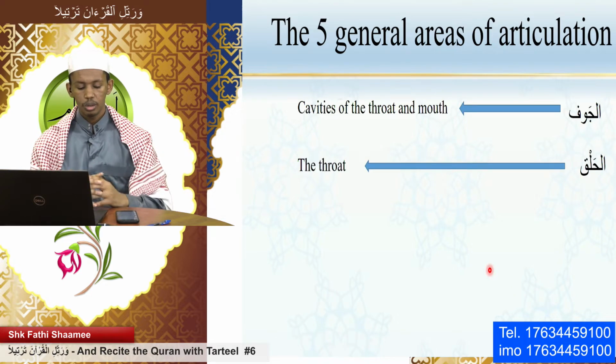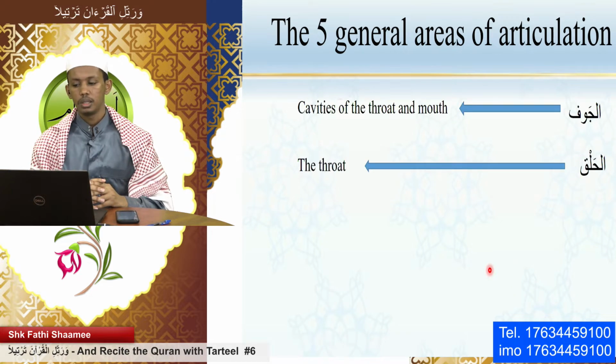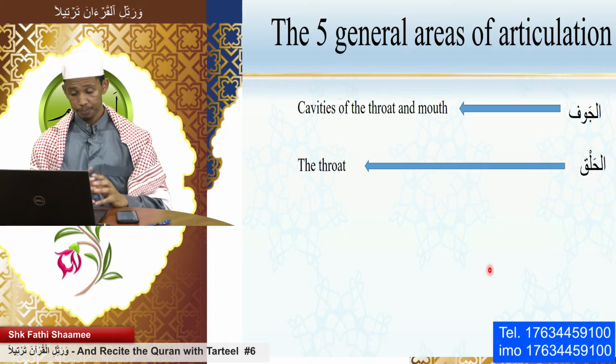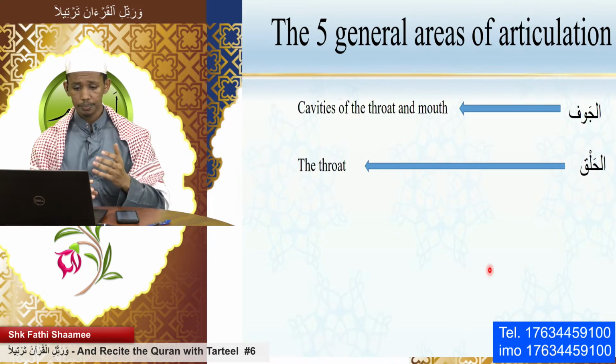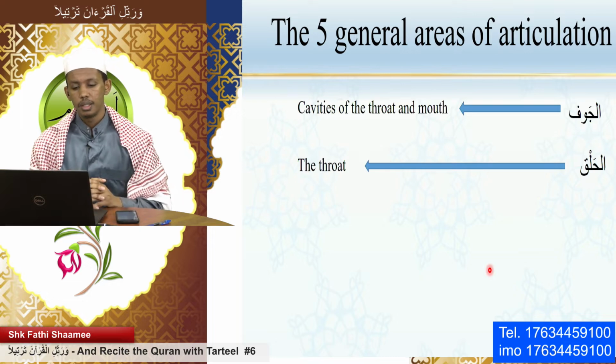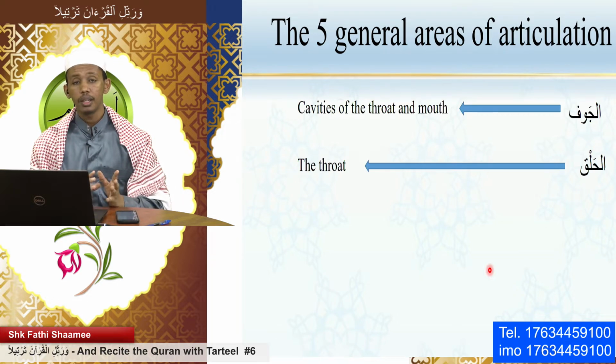The next general area of articulation is called al-halq. Al-halq, this is the throat, right? The throat has a number of makharij. And inshallah ta'ala, in the upcoming slides, we will see what those makharij are. So the second area of articulation after al-jawf is al-halq, which is the throat.